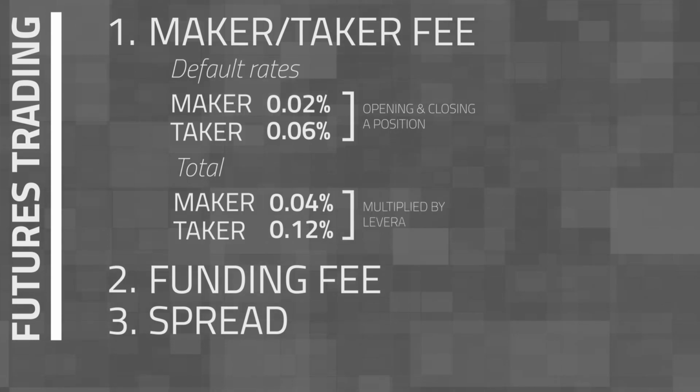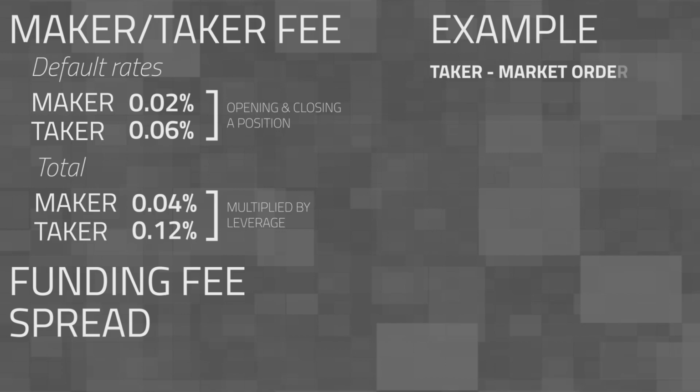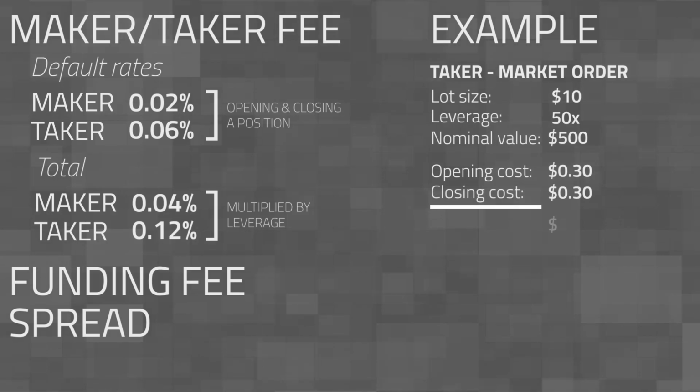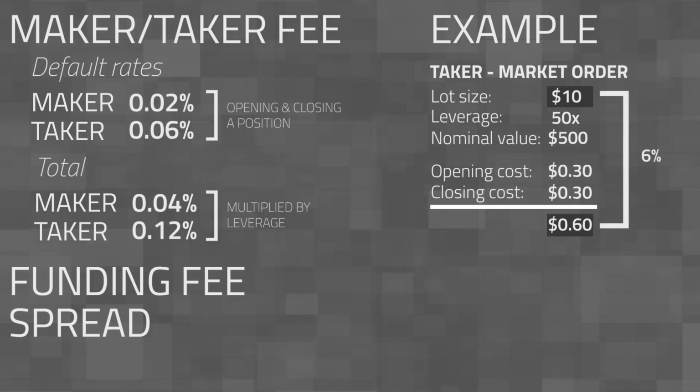Needless to say, I have to multiply it with the leverage used to get the nominal value of my real cost. So if I make a $10 taker position at 50x leverage, my cost will be 30 cents for opening and the same for closing it, therefore 60 cents in total. It means that if I close my position with less than 6% in profit, my net balance will be negative at the end.